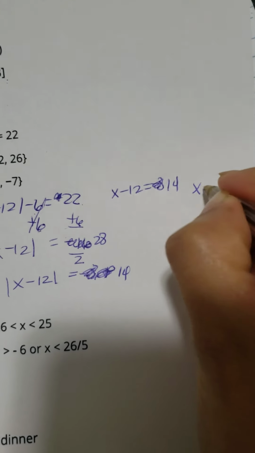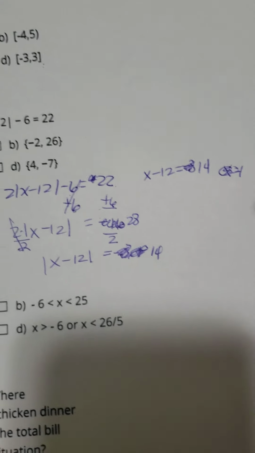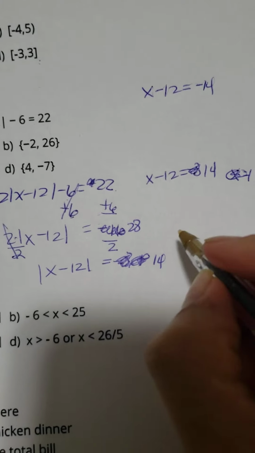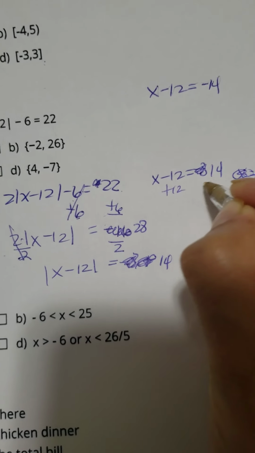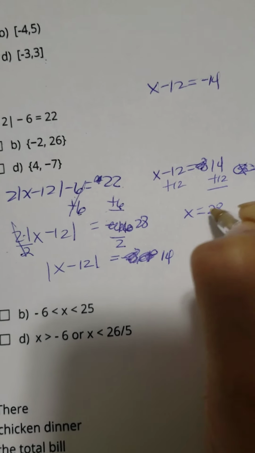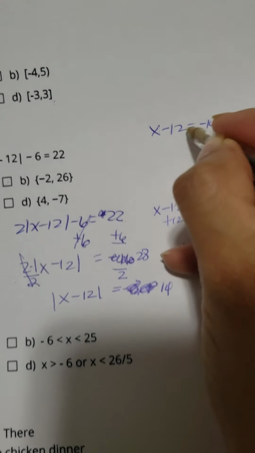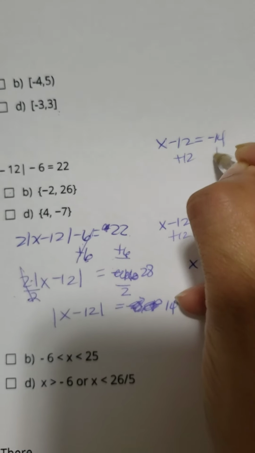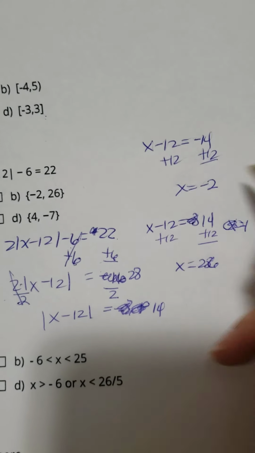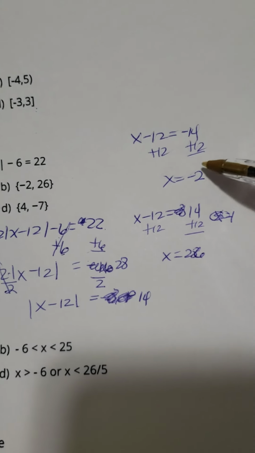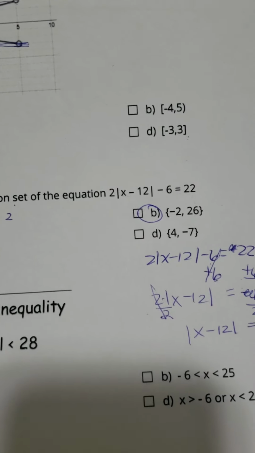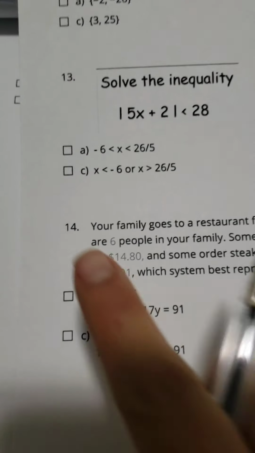And then I write it again, and set it equal to -14. We want to get rid of the 12 first, so we're going to add a 12, add a 12. So x equals 26. And then here we want to add a 12, add a 12. These are opposite signs, so we subtract and keep the sign of the larger one. So our answer is -2 and +26. Our answer is B.